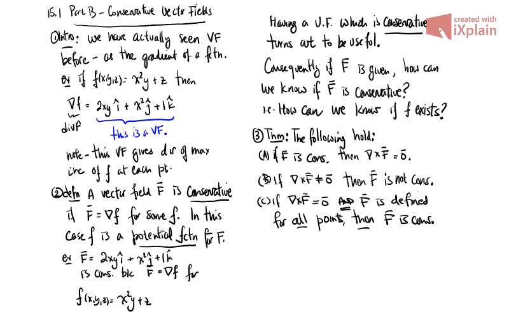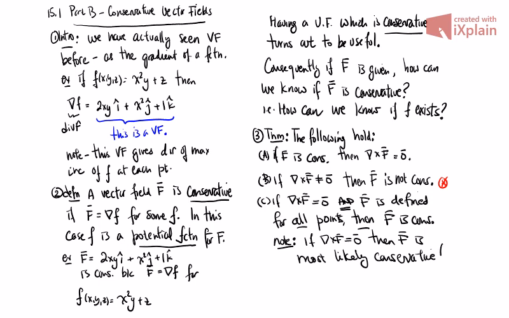Part B is something we'll tend to use a lot for detecting whether a vector field is not. But I will say this as a little note. This is a totally informal statement, but if the curl is 0, then F is most likely conservative. For all intents and purposes, we can take it as conservative. So in any case, let's look at an example.